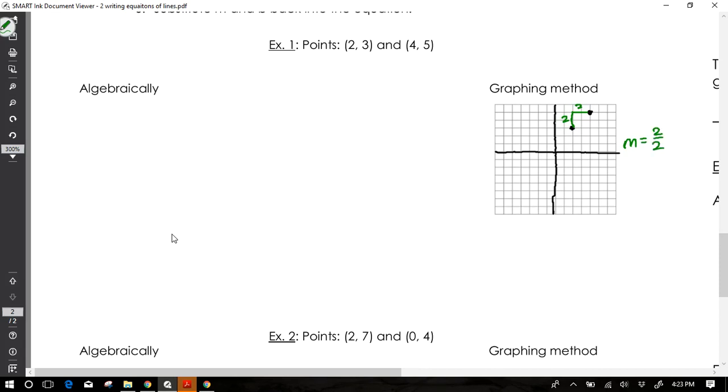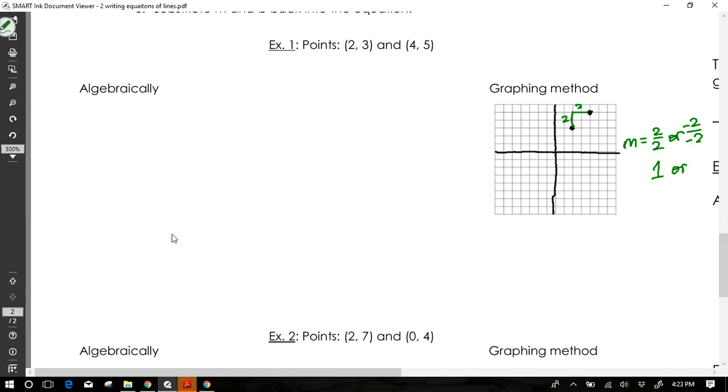Alrighty. You could also say, remember to change your signs, negative 2 over negative 2, which would reduce to 1, right? So my slope is 1.